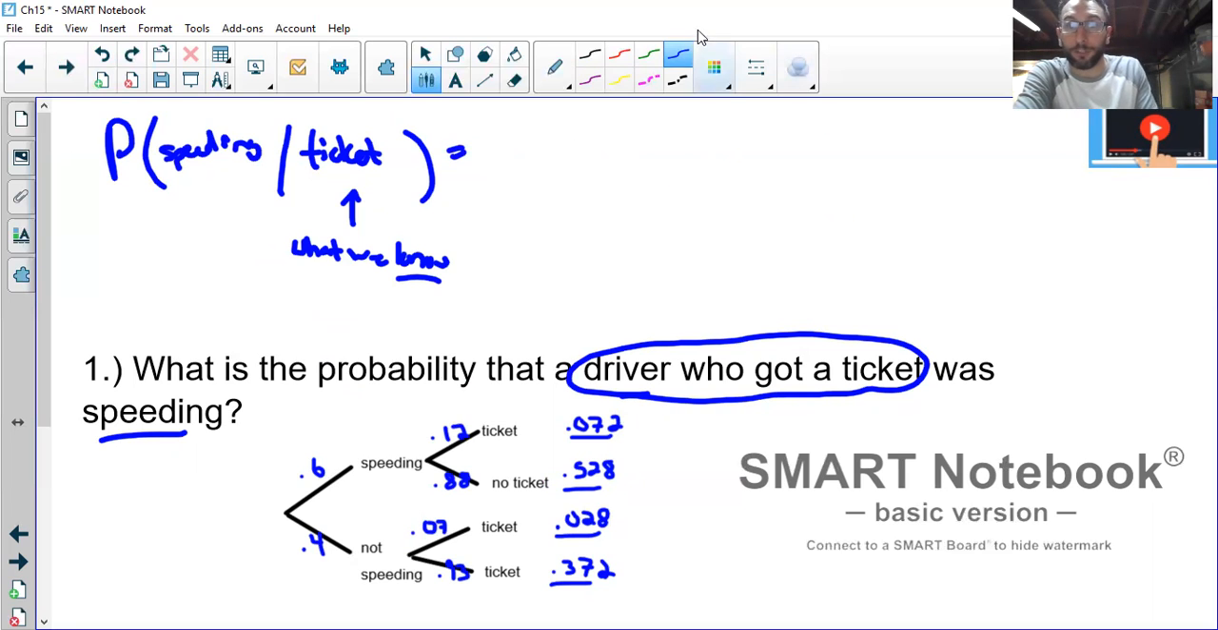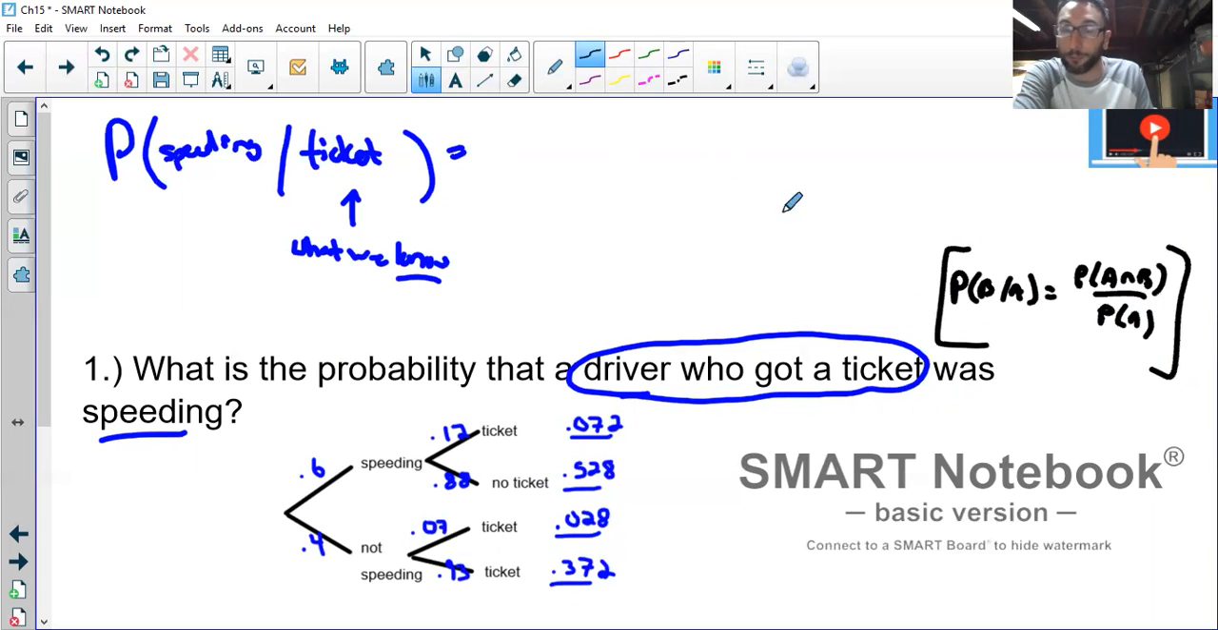So conditional probability, right? On the exam, we might see this formula: probability of B given A equals probability of A intersect B over the probability of A. This formula is going to be given. We just have to know how to read it. This means "and", so this is A and B in the numerator.